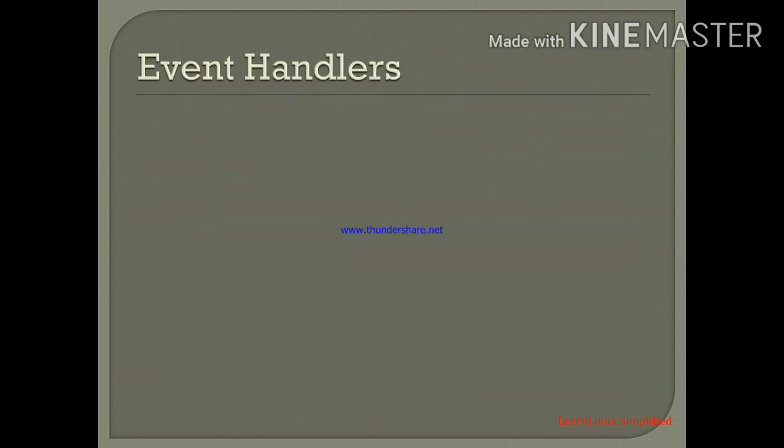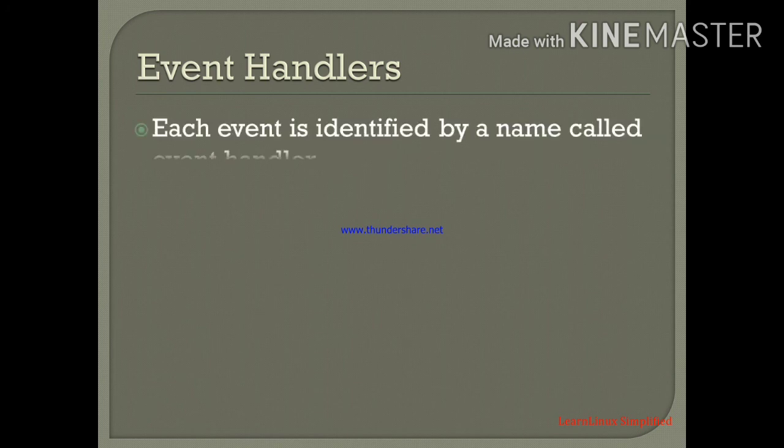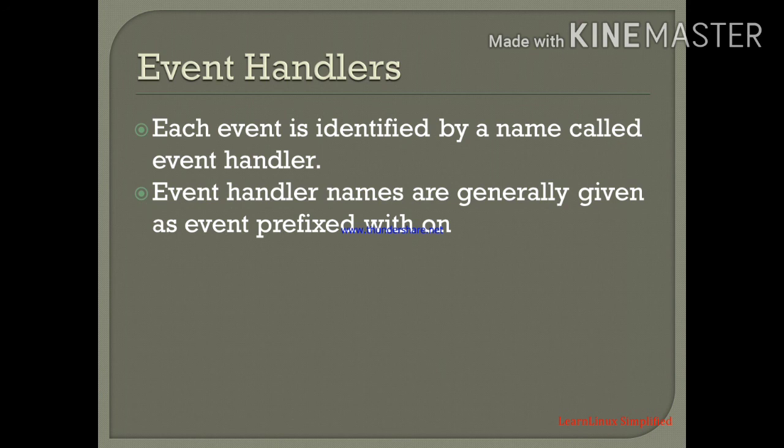Event handlers. Now this is the big question: in a script, how are these events tackled? The answer is through event handlers. Now what are event handlers? Each event is identified by a name called event handler. Whatever physical actions are performed by the user are referred to by a certain name, that is called the event handler name. Event handler names are generally given as an event name prefixed with on.